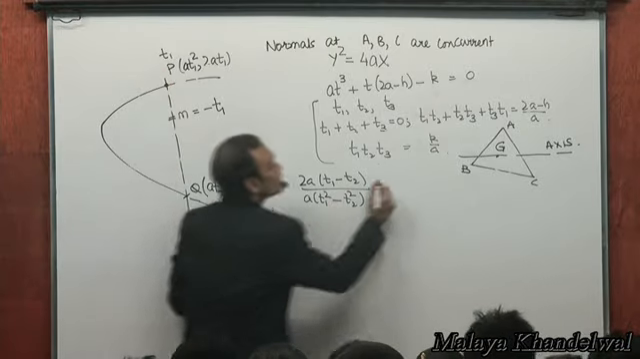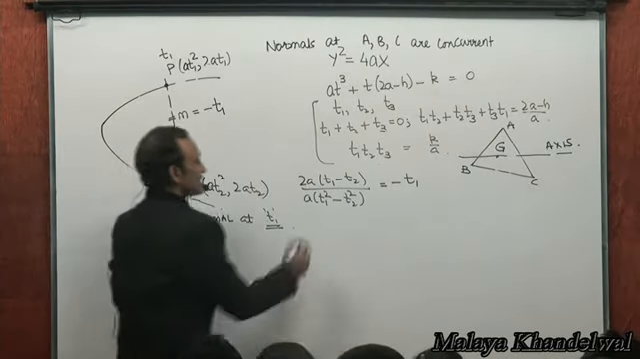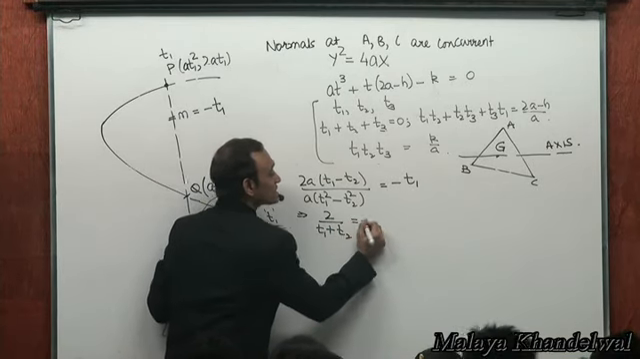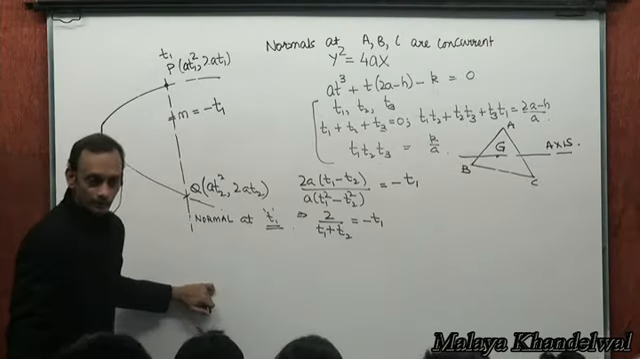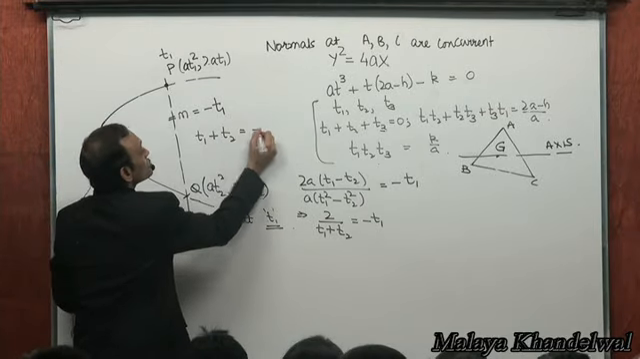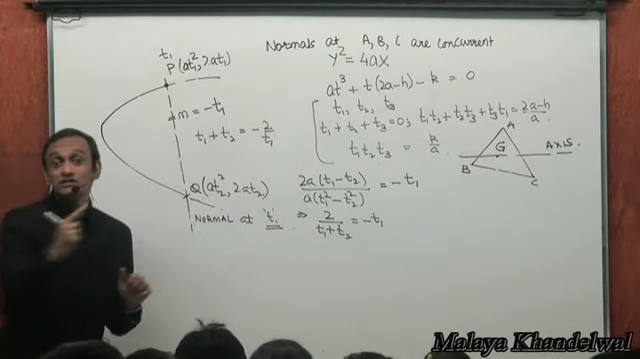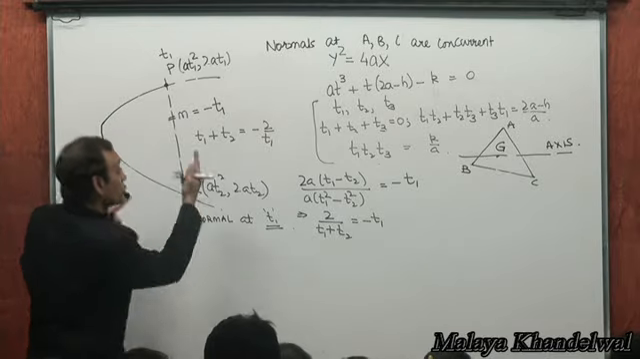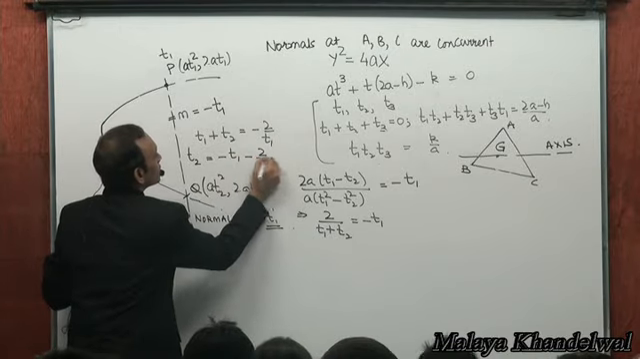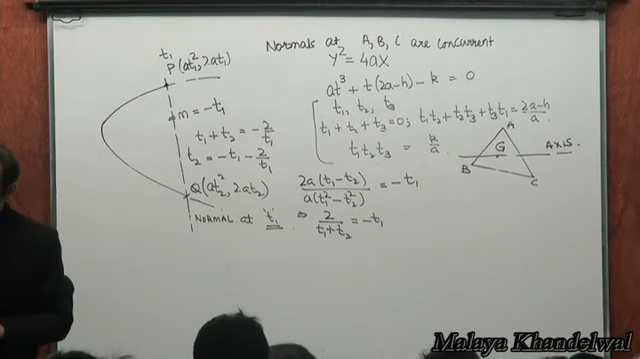So this must be equal to minus t1, which gives us 2 by t1 plus t2 is minus t1. And this gives me t1 plus t2 is minus 2 by t1. The objective was, given t1, find t2. t2 then turns out to be minus t1 minus 2 by t1.